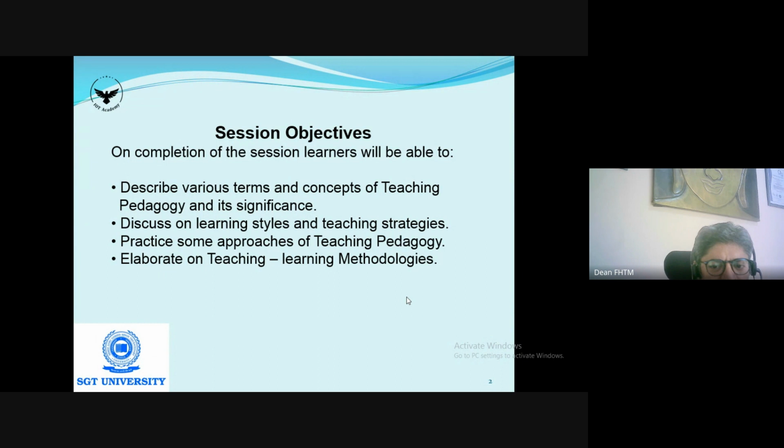whoever is doing this session, they will be able to describe various terms and concepts of teaching pedagogy and its significance. You will be able to discuss learning styles and teaching strategies. You will also be able to practice some of the approaches of teaching pedagogy, and you will be able to elaborate on teaching learning methodologies. This is the gist of what this session is all about and in what way this session is going to go forward.